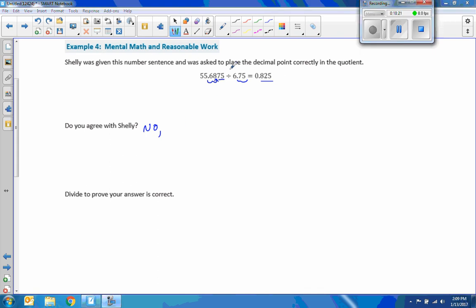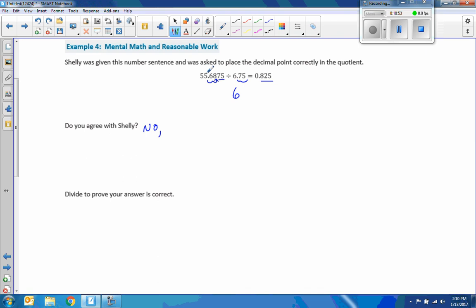Okay, so if we use mental math to look at this, we can round. 55 is really close to 54, and 6.75 is really close to 6. So if I round this to an even 6, and I want to find multiples of 6 that are close to this: 6 times 5 is 30, 6 times 6 is 36, 6 times 7 is 42, 6 times 8 is 48, we're getting closer. 6 times 9 is 54, and 6 times 10 is 60.